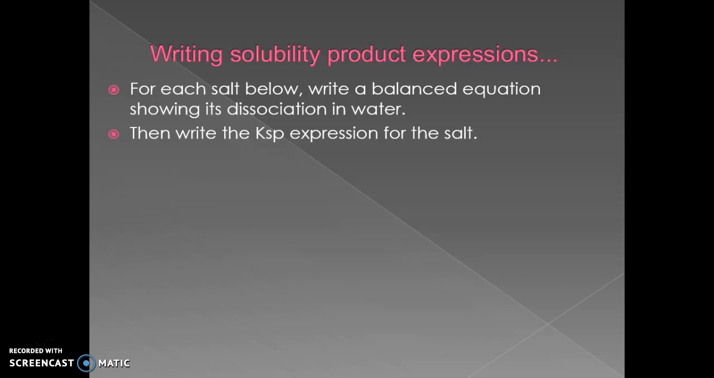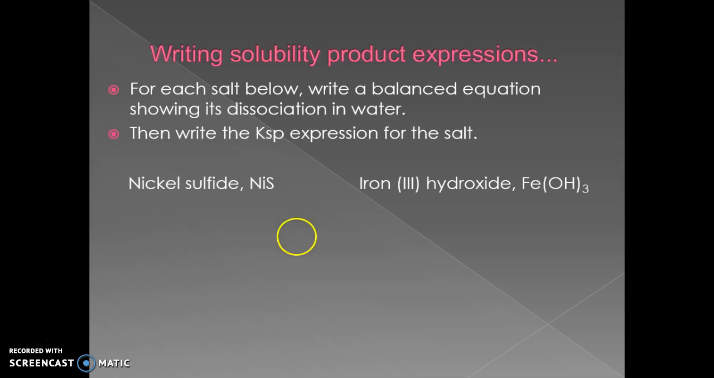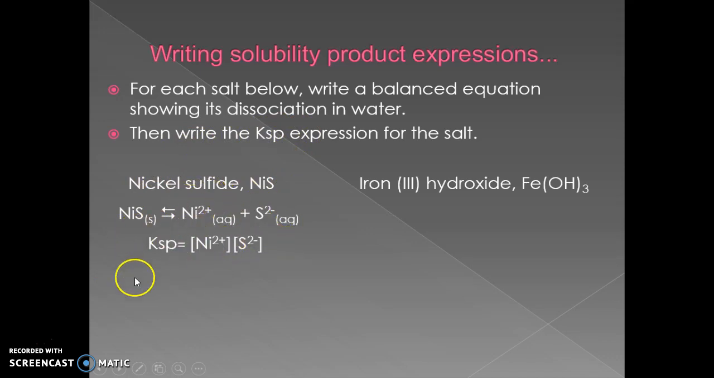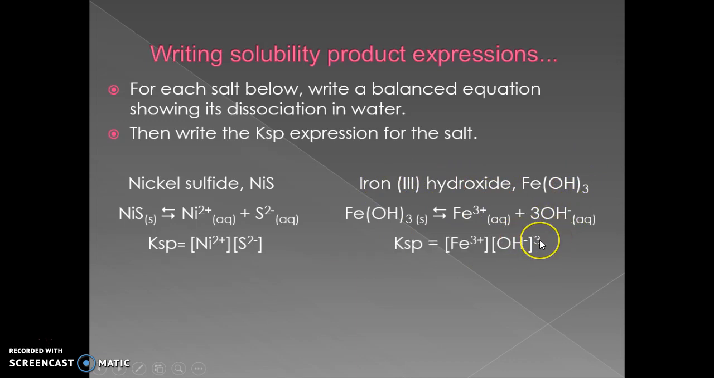So when you write the solubility product expression, remember that you've got to use the balanced equation, showing its dissociation equation in water. You're going to take the Ksp expression and write that idea from it. So if I have something like nickel sulfide dissolving in water, here's my dissociation equation. I've got 1 ion to 1 ion, and so my Ksp is simply going to look like that. However, iron(III) hydroxide, I've got 3 hydroxides. So when I write the Ksp expression, I need to make sure that I cube the OH minus concentration.